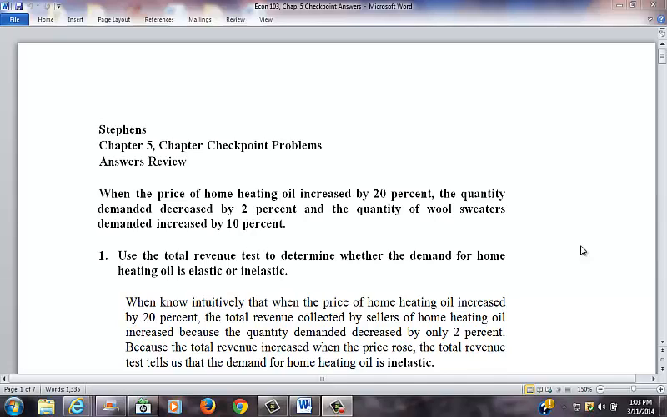I want to go over the checkpoint problems and answers for Chapter 5 on elasticity. So let's begin. When the price of home heating oil increased by 20%, the quantity demanded decreased by 2%, and the quantity of wool sweaters demanded increased by 10%.